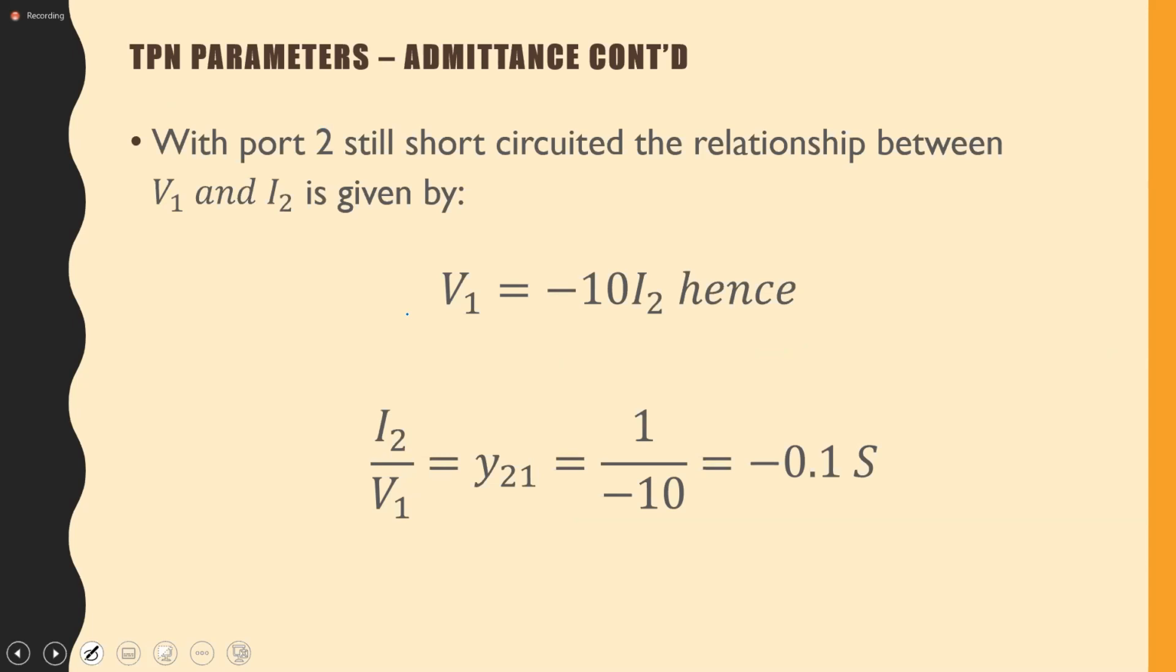So with the port still short-circuited, we can find a relationship between V1 and I2. V1 would be equal to minus 10 I2, because I2 would be going in the opposite direction to which the actual current as a result of V1 would be flowing. So I2 over V1, which is Y21, would be 1 over minus 10, which gives us minus 0.1 Siemens.